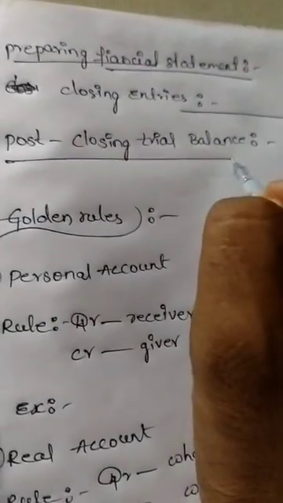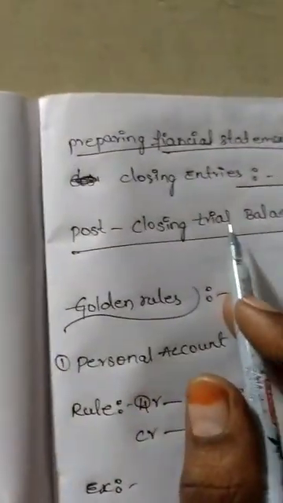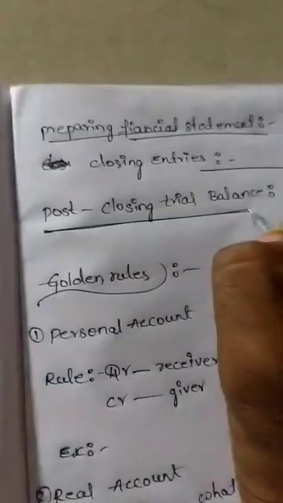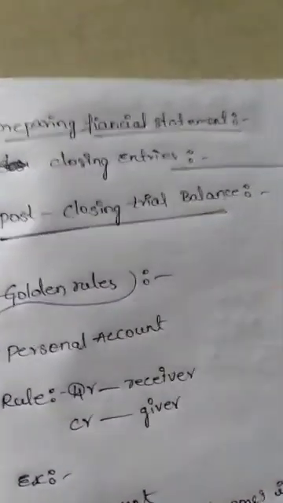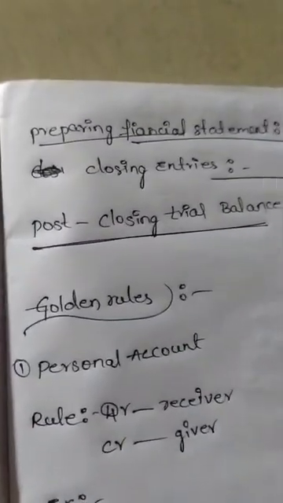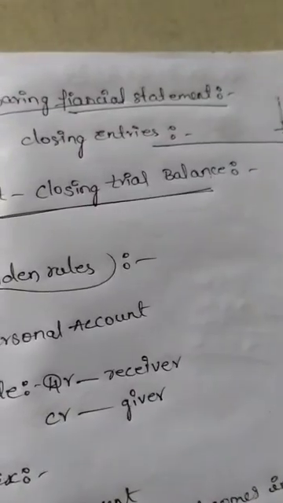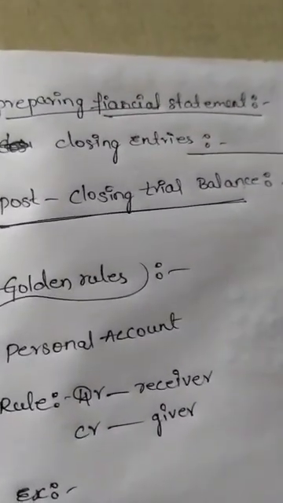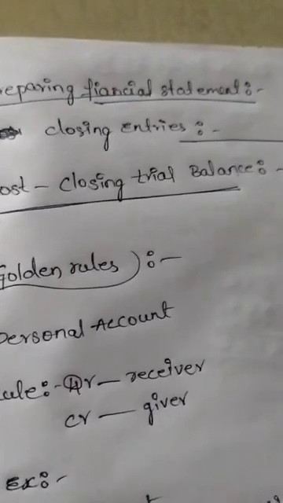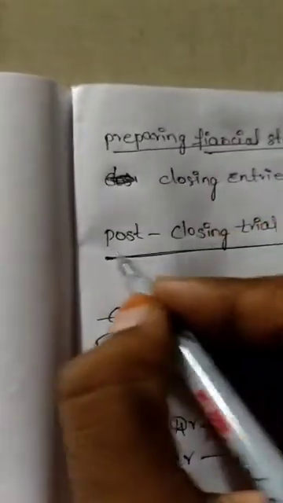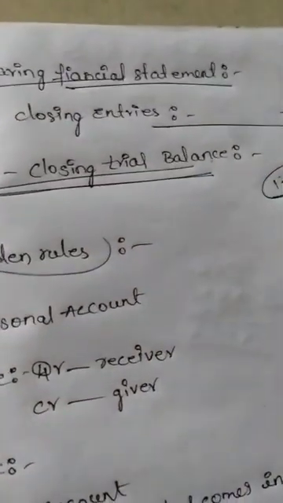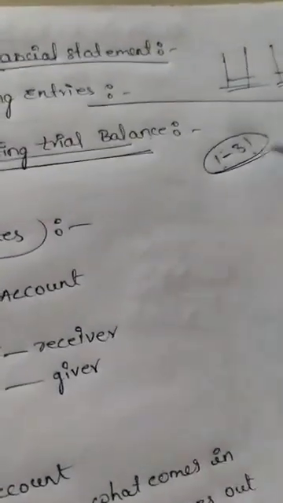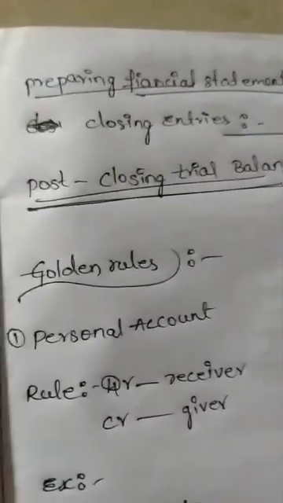So the last is the post-closing trial balance. This is the last step of the accounting cycle. After the post-closing trial balance, it is ensured that the accounts are closed for the particular period, from 1st April to 31st March. This is the financial year. The post-closing trial balance tells that the accounts of this particular time have been closed and ensured for the next year or next financial year.